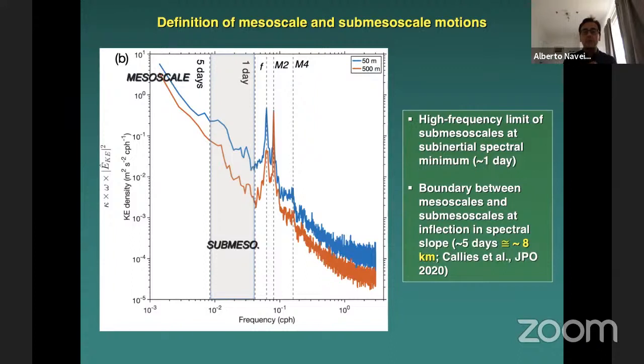Now, the period of 5 days corresponds to a horizontal scale of about 8 kilometers. We know this from a structure function approach that Jörn and a bunch of others applied to this data set a few years ago.